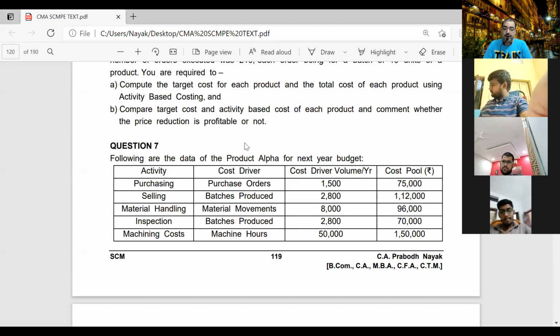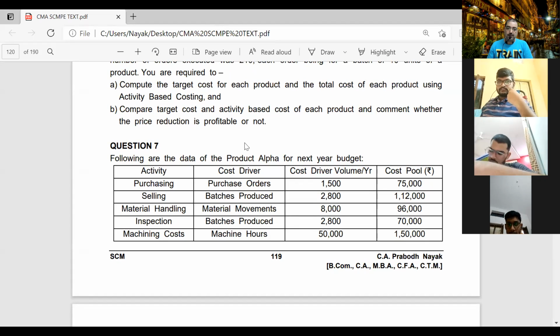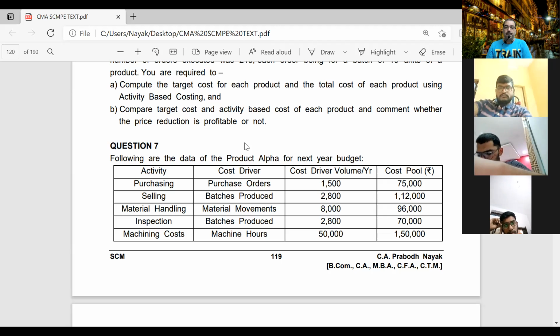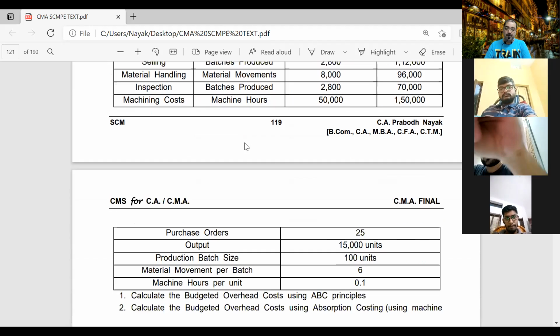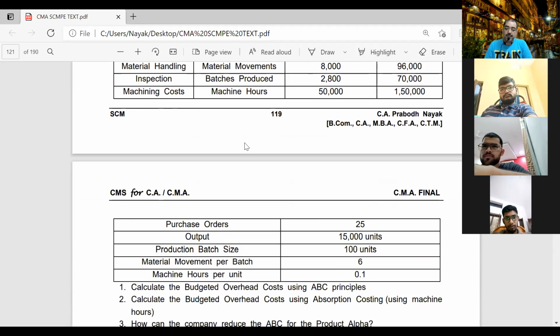Let us start with question number 7. Following are the data of the product alpha for the next year budget. You are given the activities, the cost driver is also given. Cost driver volume is given per year and the cost pool is given. Cost pool is the amount of the activity, that is the total cost of the activity. Then they have given the purchase orders, output, production batch size, that is the drivers and the cost drivers.